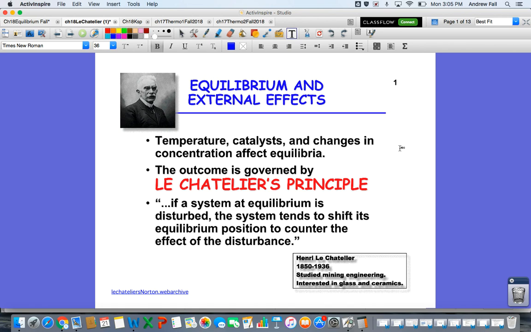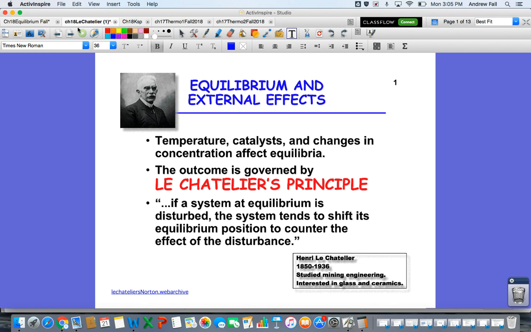In this video, we're going to take a look at Le Chatelier's principle and how it applies to equilibrium systems. So what Le Chatelier's principle basically states is that anytime a stress is applied to an equilibrium system, the system will act in a way to alleviate that stress. So it will counter whatever is done to it.